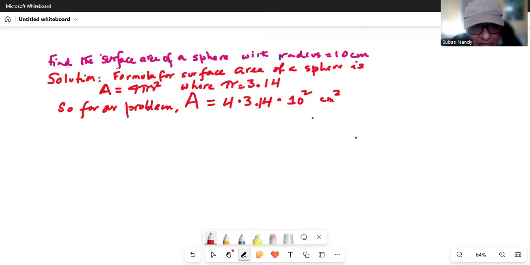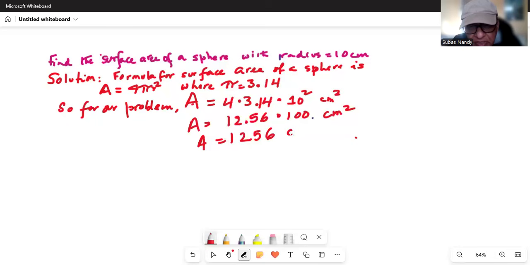So in our case, this area will be equal to 4 times 3.14, which is 12.56, times 10 square, which is 100, and the unit is centimeter square. Or area will be equal to 1256 centimeters square. This is the area for the surface of a sphere whose radius is 10 centimeter.